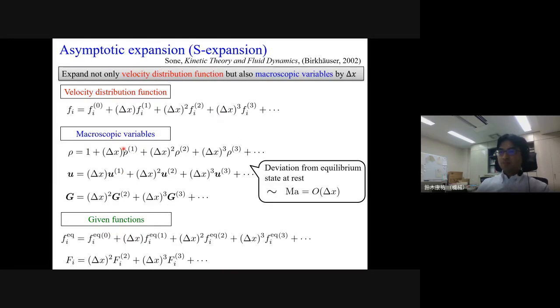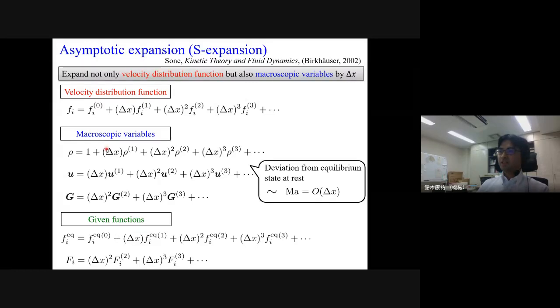In the present study, we analyze He forcing and Guo forcing by using the asymptotic analysis instead of the Chapman-Enskog analysis in order to analyze more precisely. In the asymptotic analysis, we expand not only the velocity distribution function, but also the macroscopic variables by a small value, delta x.